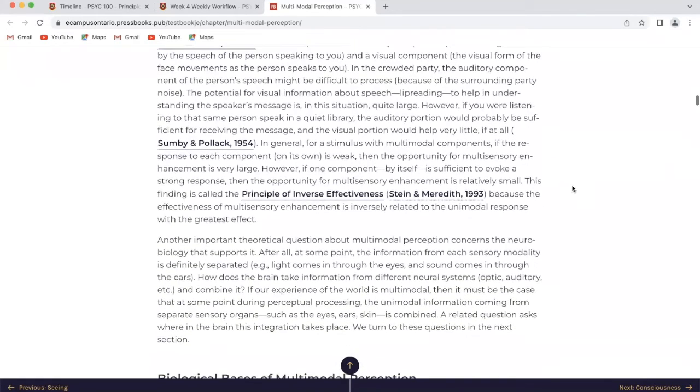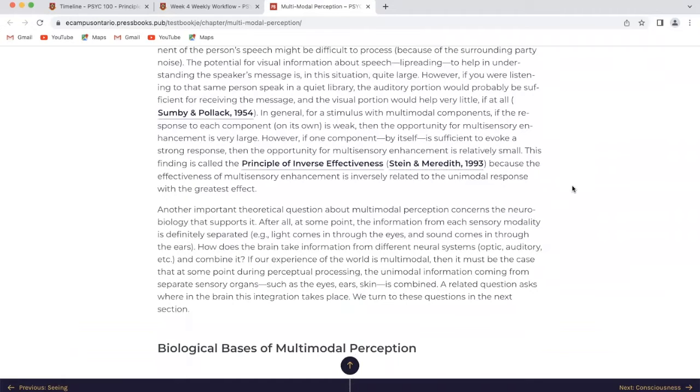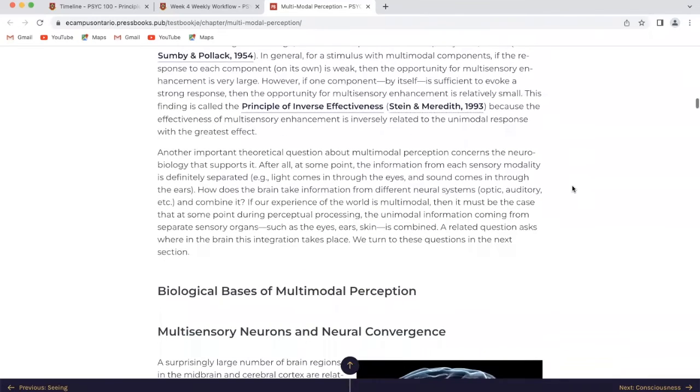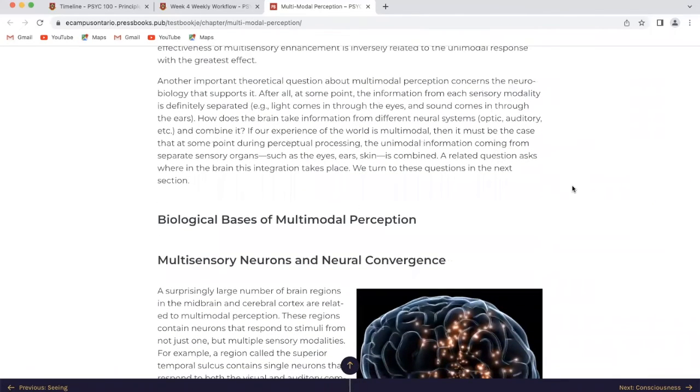Another important theoretical question about multimodal perception concerns the neurobiology that supports it. After all, at some point, the information from each sensory modality is definitely separated. How does the brain take information from different neural systems and combine it? If our experience of the world is multimodal, then it must be the case that at some point during perceptual processing, the unimodal information coming from separate sensory organs, such as the eyes, ears, and skin, is combined. A related question asks where in the brain this integration takes place. We turn to these questions in the next section.